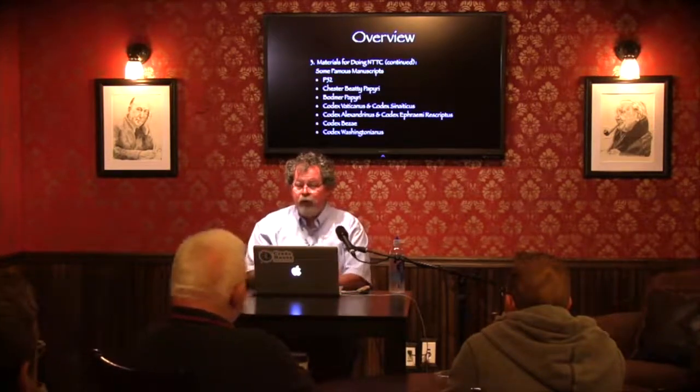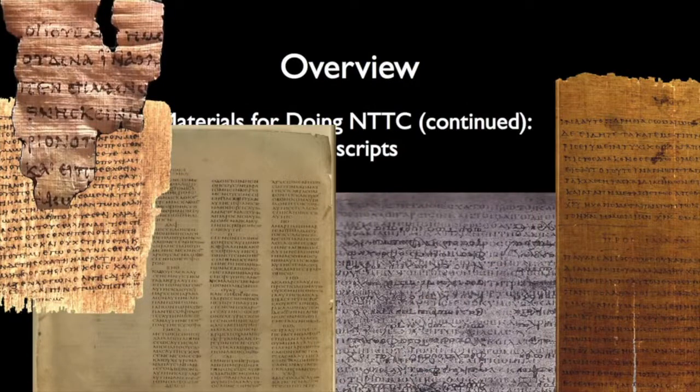Then the next 2 will be Codex Alexandrinus and then Codex Ephraemi Rescriptus. Codex Alexandrinus is in the British Library, and Ephraemi Rescriptus, also known as Codex C, is in the Bibliothèque Nationale in Paris. These are 5th century manuscripts, again, very, very important.